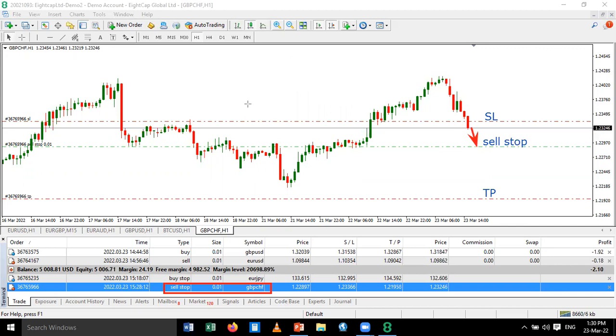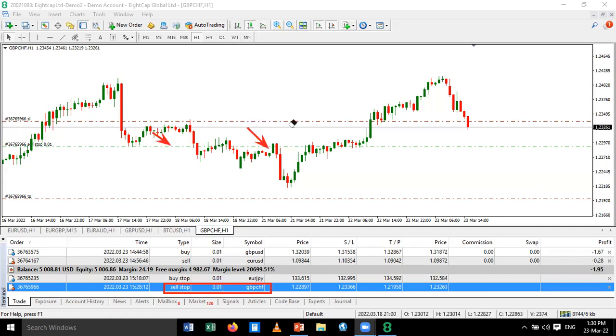All right, so these are the different types of pending orders. We have different types of entry orders: instant execution and pending order. I've done instant execution on buy and sell, and I also showed how to do stop loss and take profit on it. And I've done pending orders of buy limit, buy stop, sell limit, and sell stop.